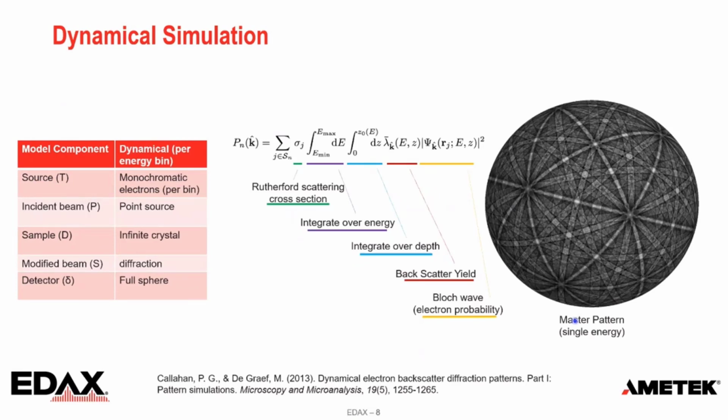And then here is the Bloch wave simulation. If you want, this is the actual expression. If you want more details on either of these simulations, you can refer to this reference down here, which is where they actually develop it. But the result of this conceptually is just a Kikuchi sphere, the full diffracted intensity for every direction.